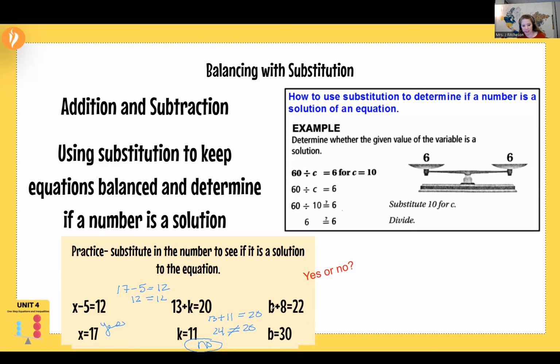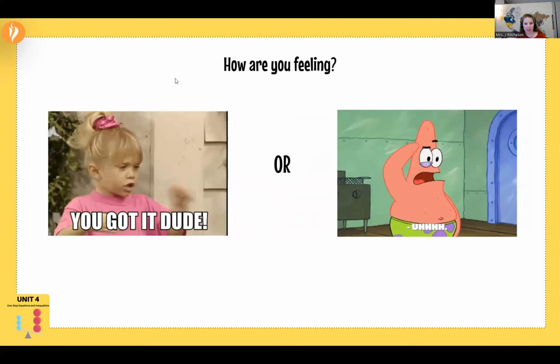And then the next one, if we substitute 30 for b, 30 plus 8 equals 22. Well, I know 30 minus 8 is 22, but 30 plus 8 is 38. So this is also no. How are you feeling about that?